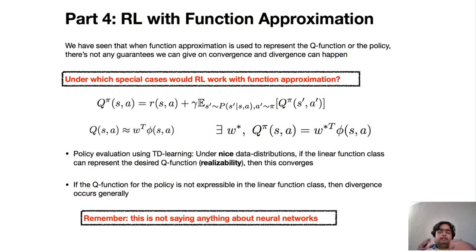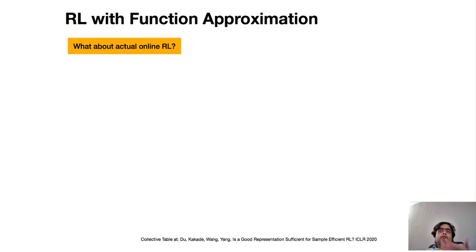So remember that it's not really talking about the neural network function class, which can behave somewhat differently. And we haven't really understood that exactly because the theory of deep learning with neural networks is still being built. Now, what about RL with function approximations? So this was more like policy evaluation. You're given a policy pi, compute q pi, that was the result there.